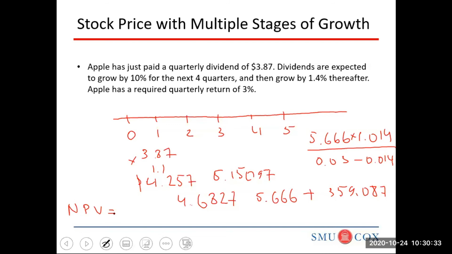So what do we have for NPV here? I got 337 and 34 cents. Perfect. That's the right answer. 337 and 34.